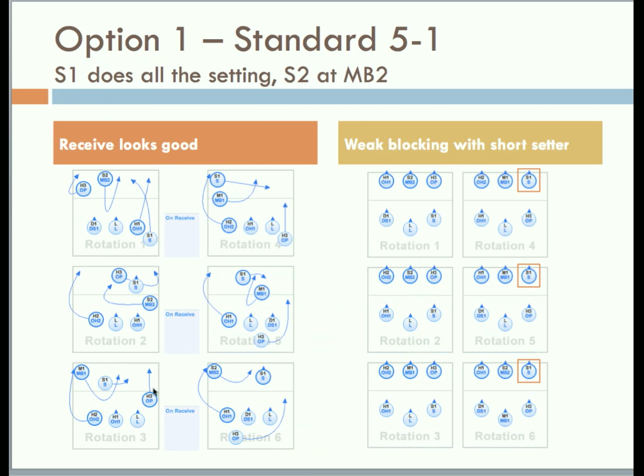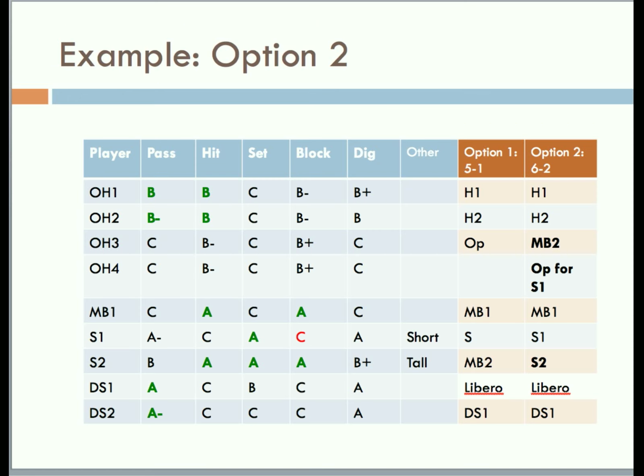So here's what we get. So the passing looks pretty good. Good, decent passes for the most part, but we have a major problem here because our short setter isn't tall enough to block. Let's try something else.